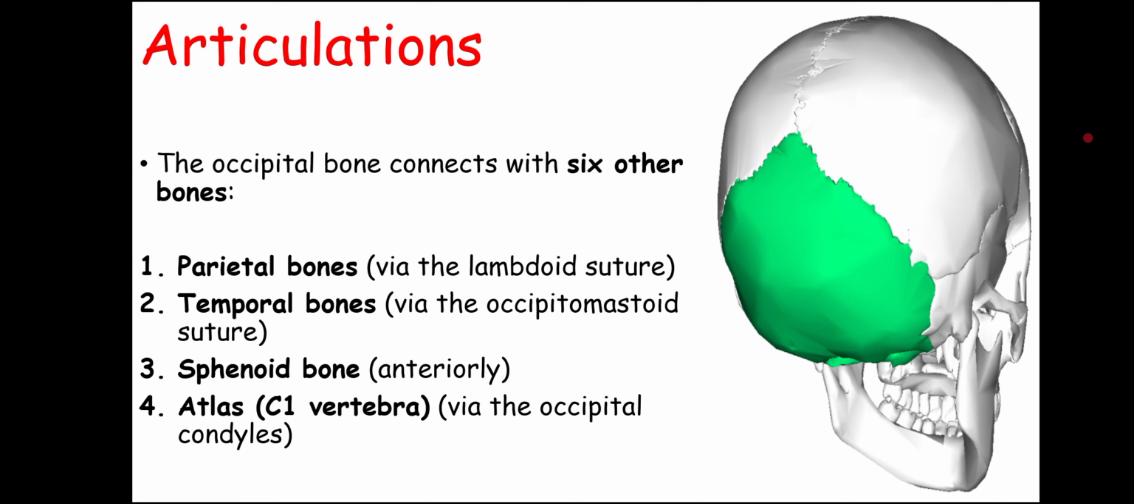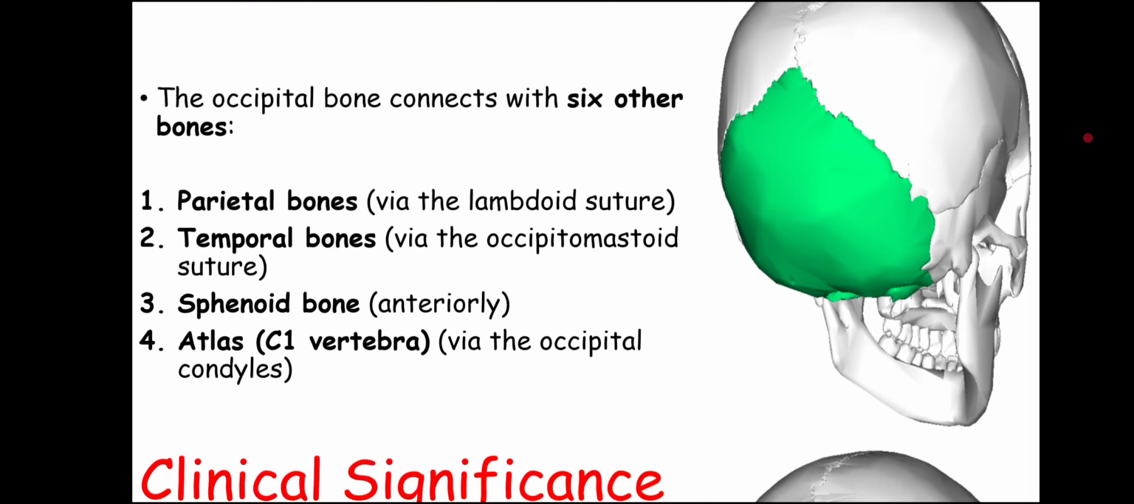through the occipital condyle. Here you can see occipital bone connects with the two parietal bones, two temporal bones, one sphenoid bone, and one atlas, making a total of six articulations of occipital bone.